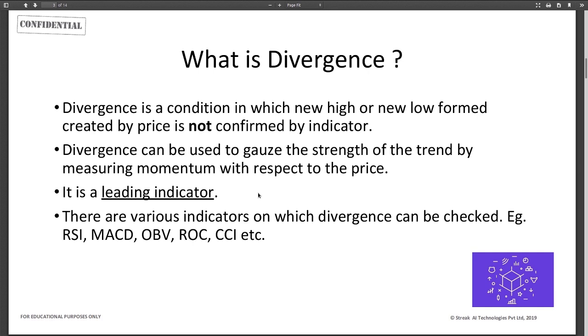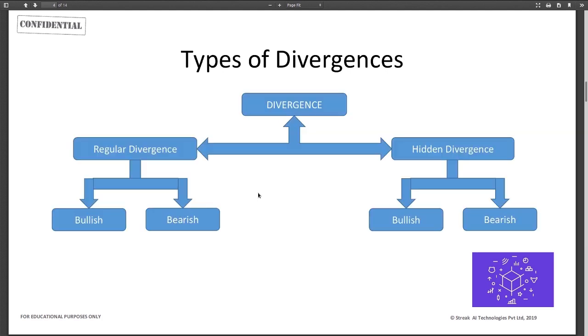A divergence can be checked with various kinds of indicators: RSI, MACD, OBV, ROC, CCI. But in this example, we are just showcasing RSI. You can use similar concepts of divergence on other indicators as well. So let's look at the different types of divergences. There are two kinds of divergence. First is regular divergence and second is hidden divergence. What is the difference between them? The next slide covers that.